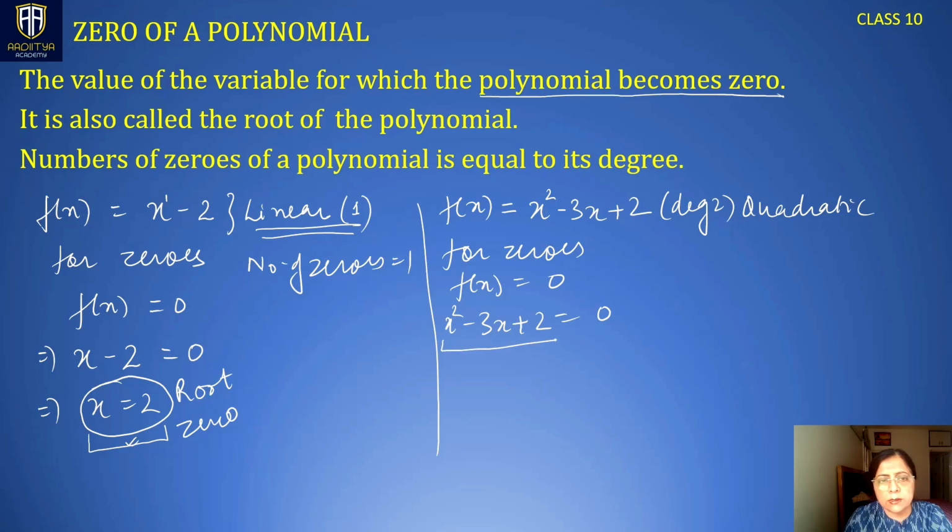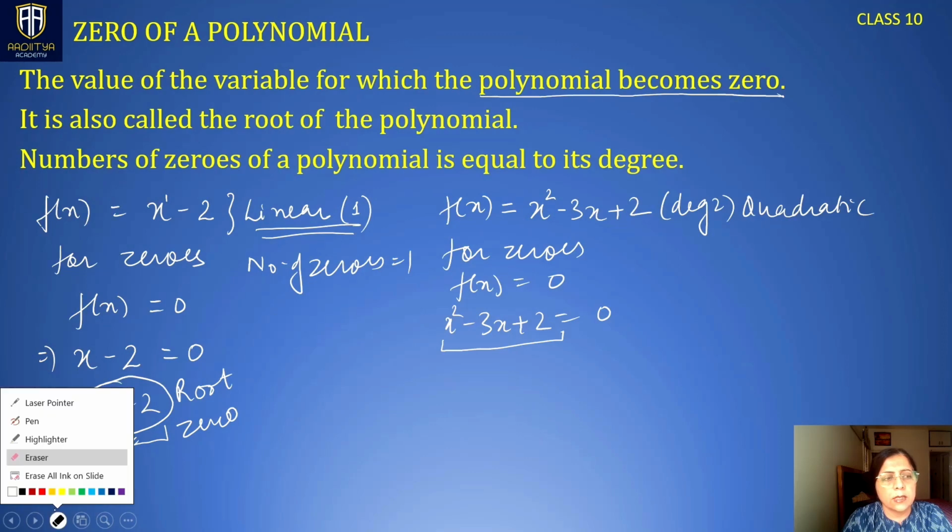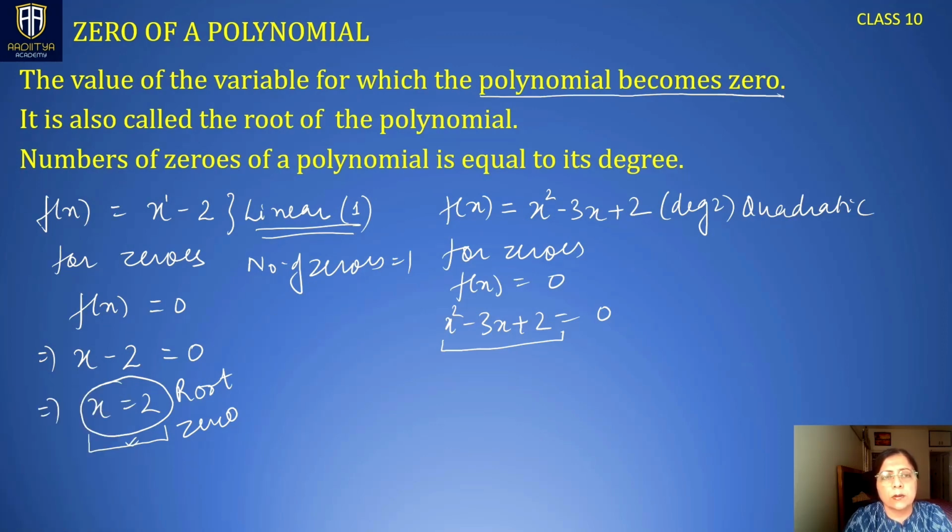Now to solve this quadratic polynomial, we had learnt to factorize these kind of polynomials in class 8 and 9. So since this is not a perfect square, we can do the middle term split method here, right? So here our expression is x square minus 3x plus 2, right?